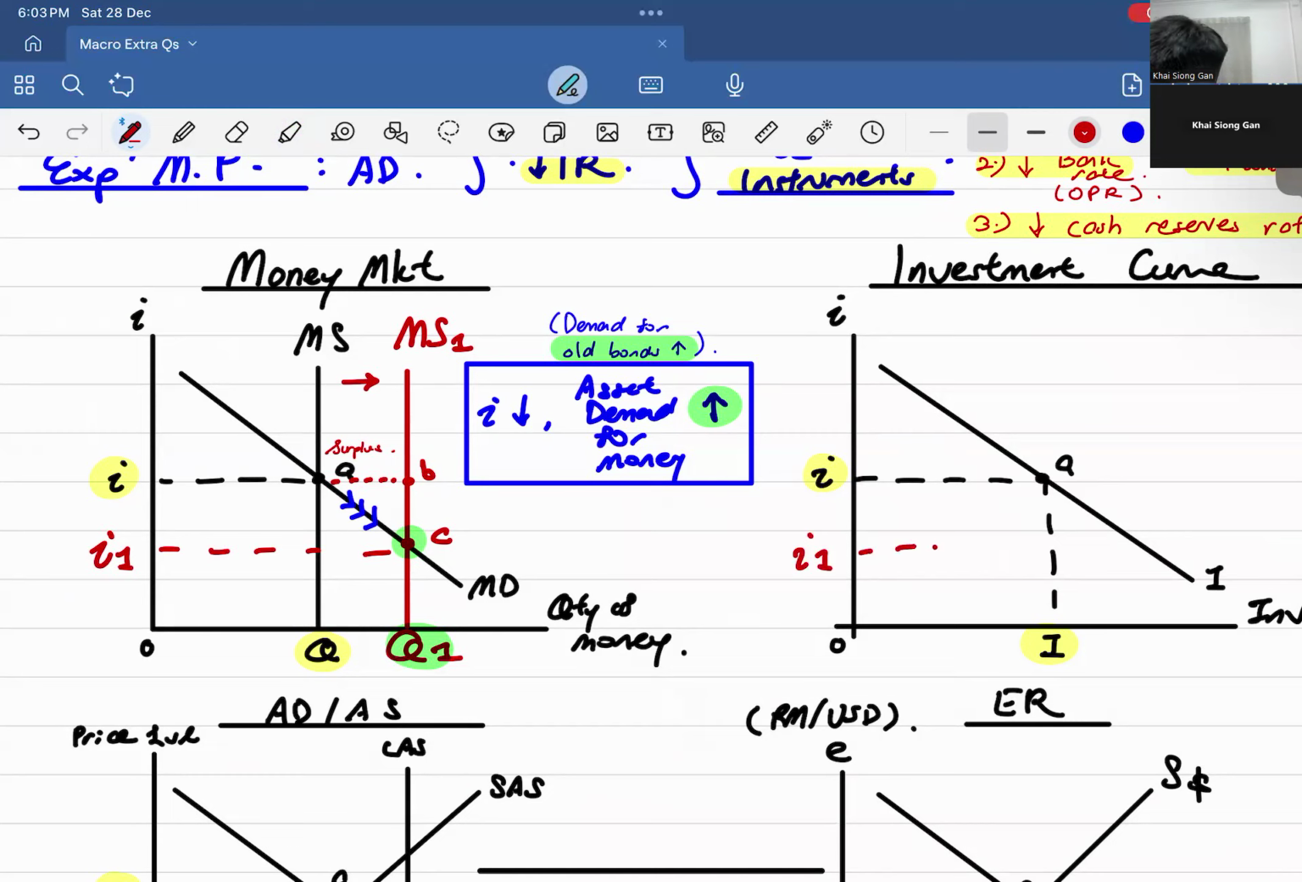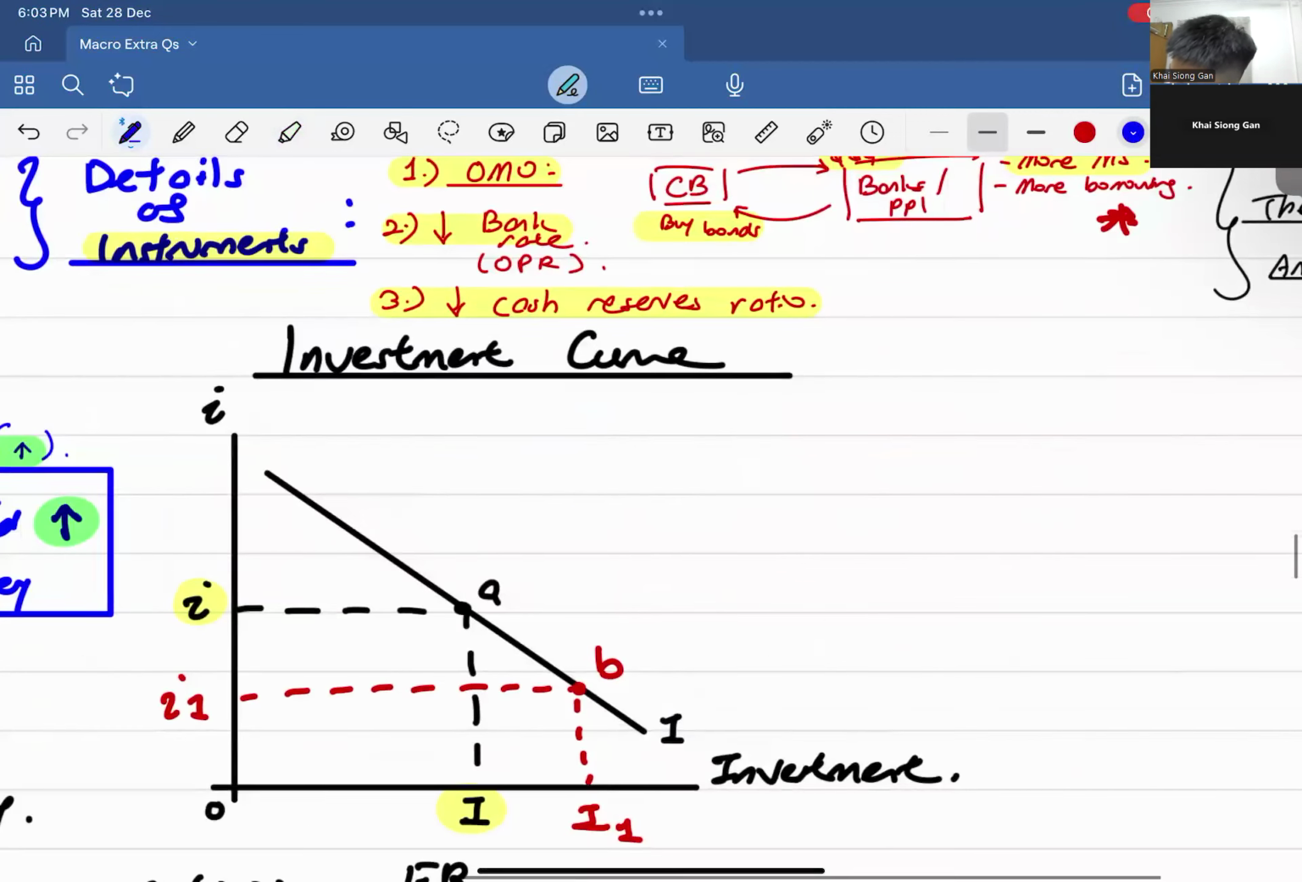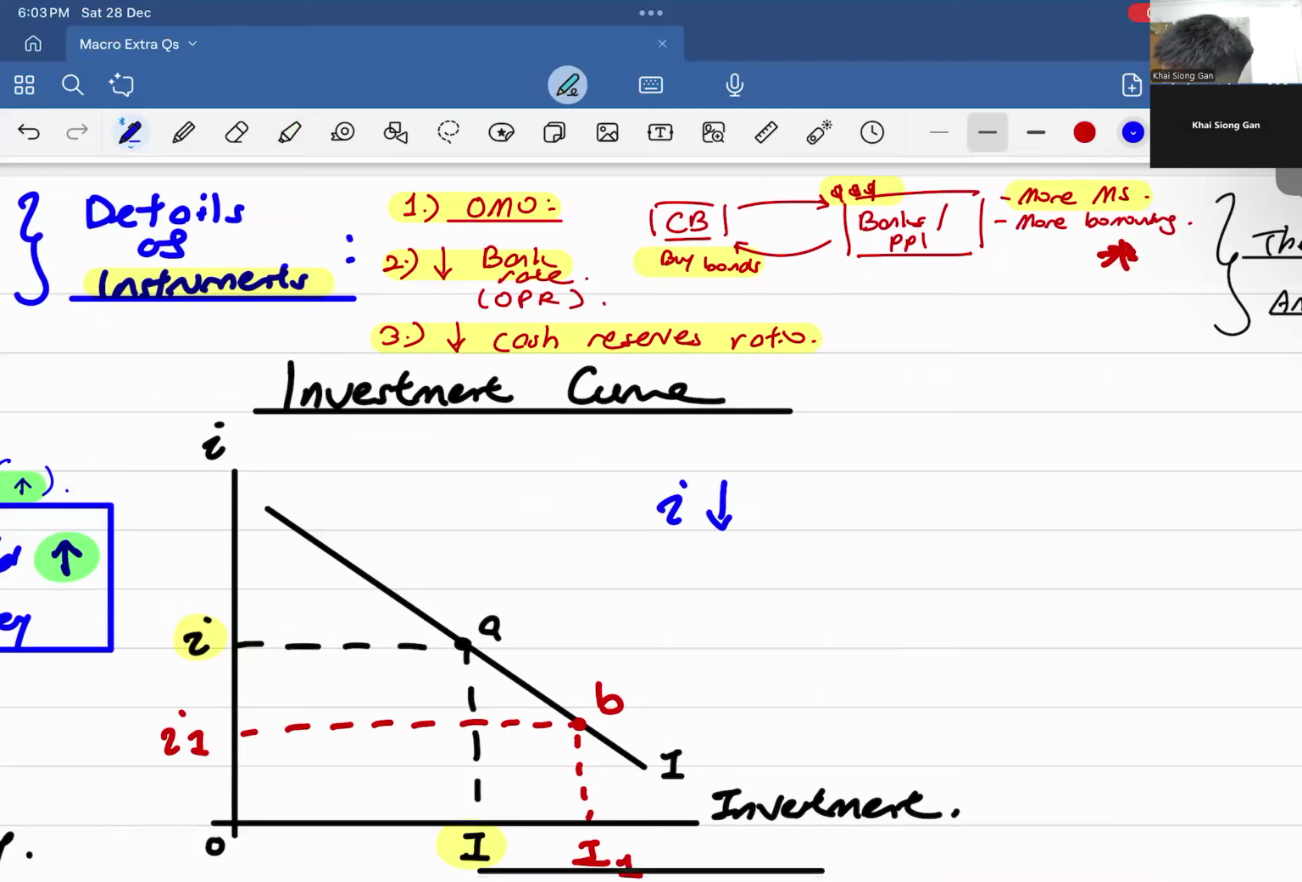Okay, so continue, it will result in higher investment. Why does it result in higher investment? How do you explain this? Lower interest rate, we comment on two things. Lower cost of borrowing, so that results in higher investment.